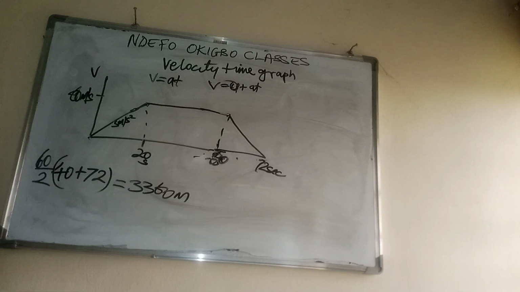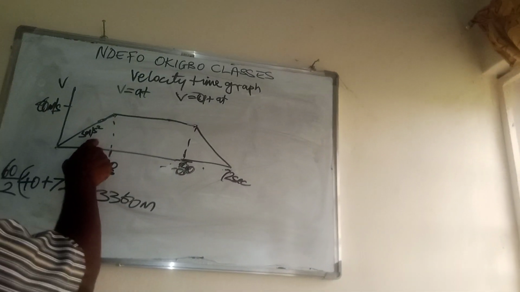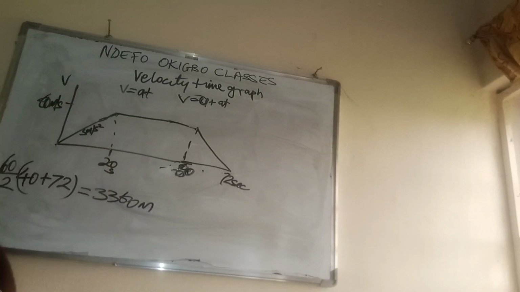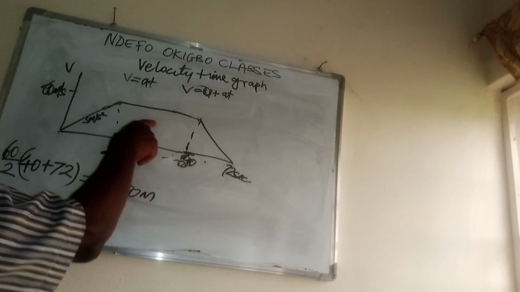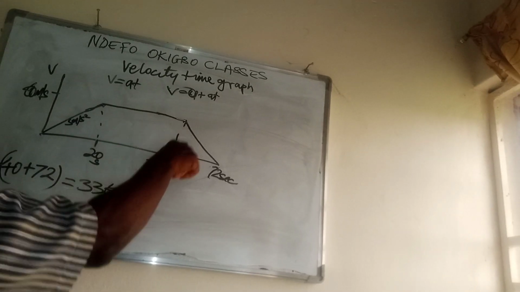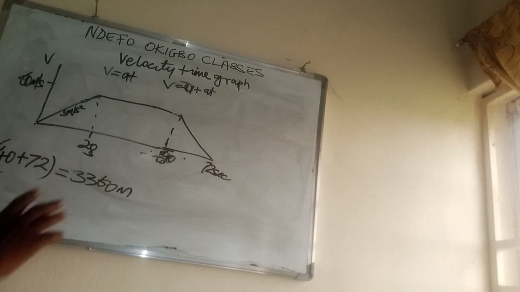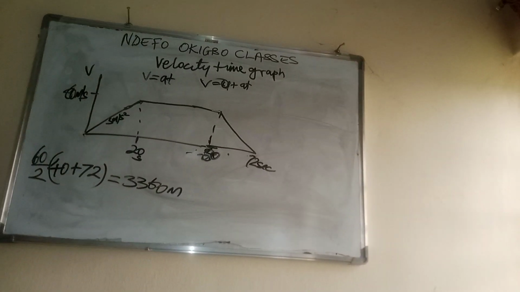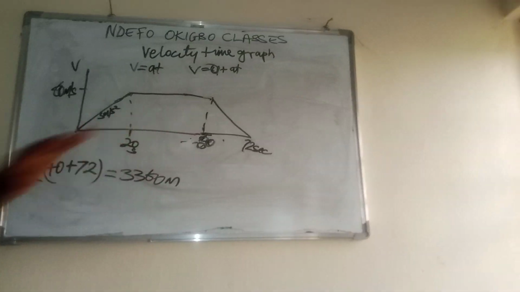You can as well get the area of the first triangle, which is 20 times 60 over 2, plus the area of this rectangle, which is 20 times 40, plus this triangle, which is 12 times 60 over 2. Simple. You add them together and they give you the total distance traveled.